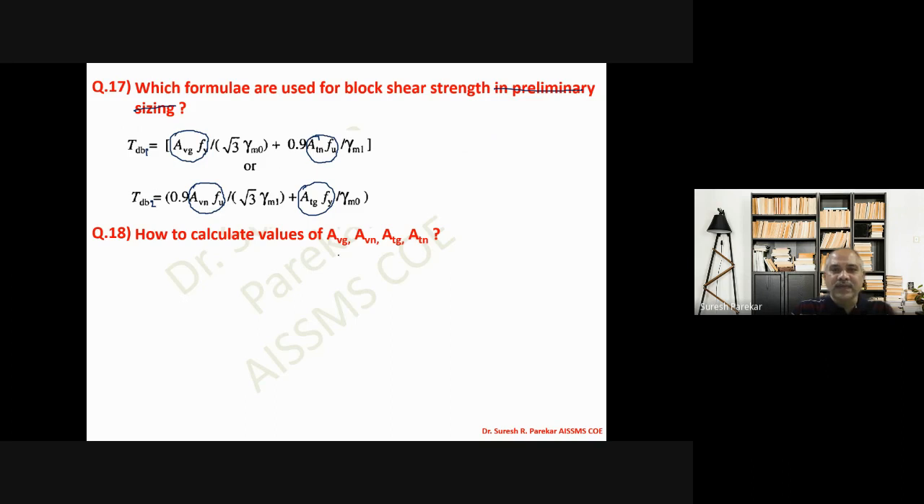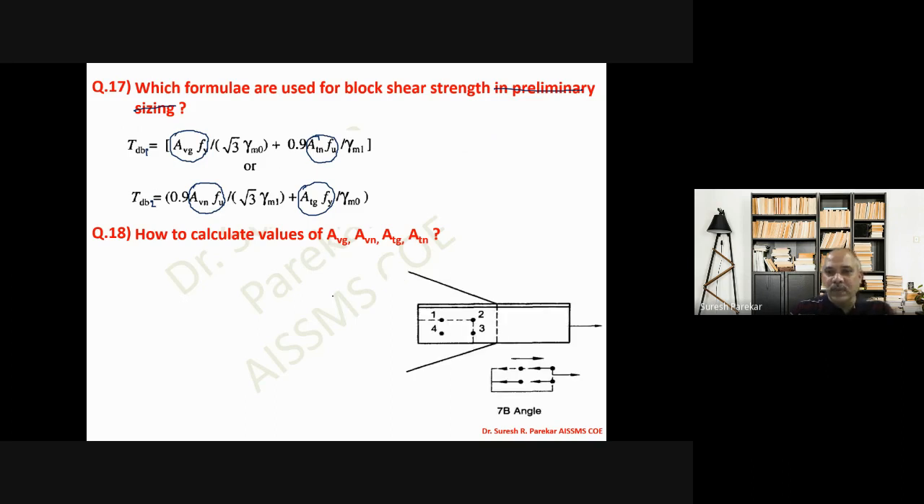How to calculate values of AVG, AVN, ATG, ATN. So we have to multiply the length in the direction of stress, that is from one end to the center of the bolt, into the thickness, and that will give me the value of AVG. For AVN we have to deduct the hole till the center, so I can say minus 1.5 into DH, because this is a whole hole and this is half of it. Then ATG is perpendicular to this, opposite to the outstanding leg, and that is this length multiplied by thickness, that will be my ATG, and then we will subtract holes, that will be ATN.